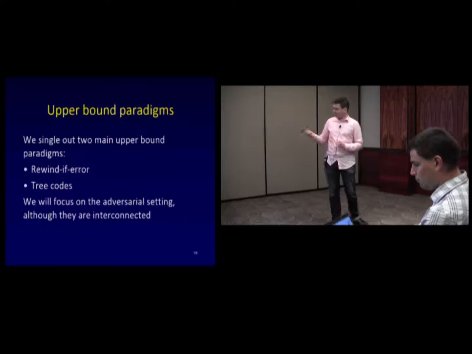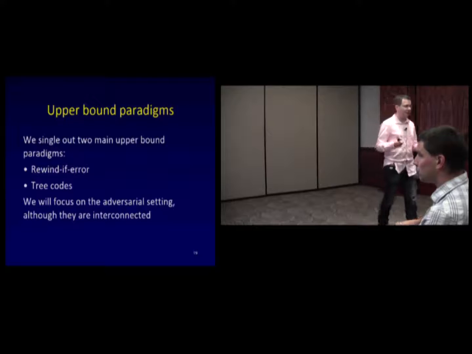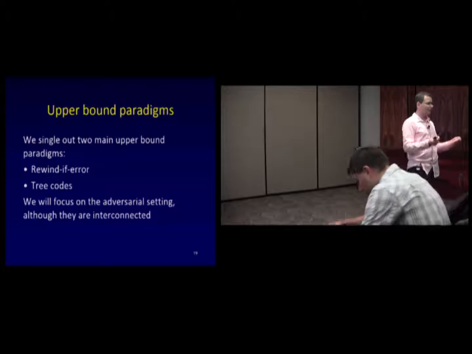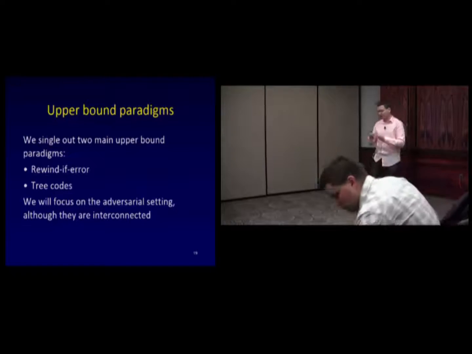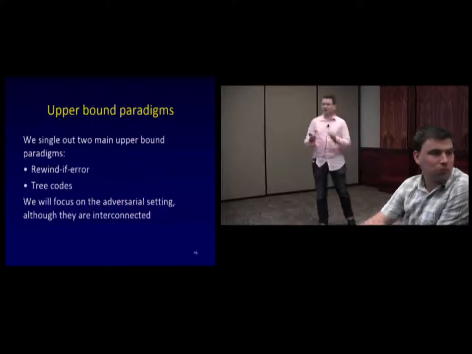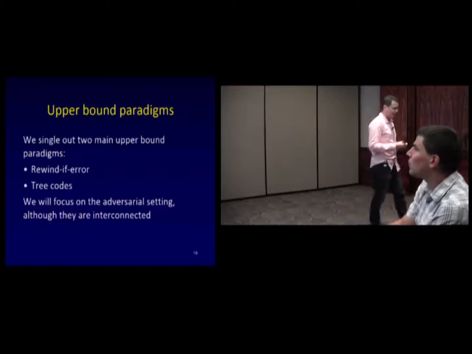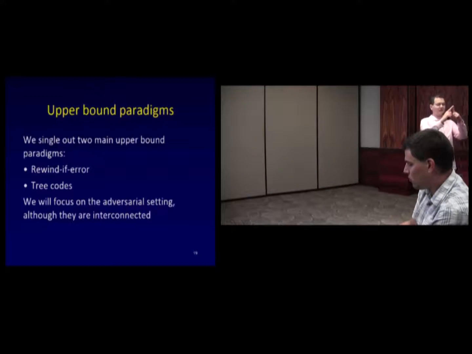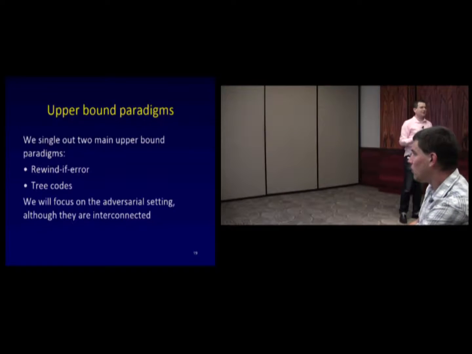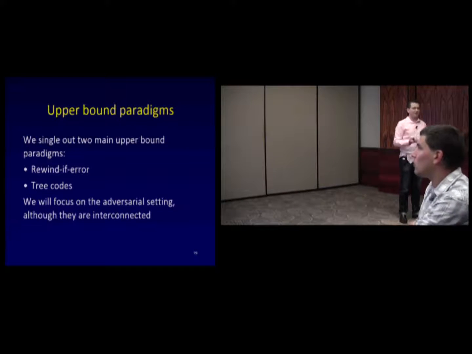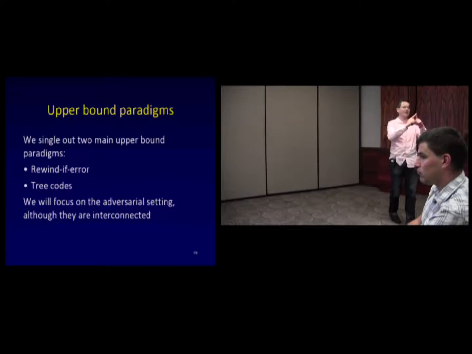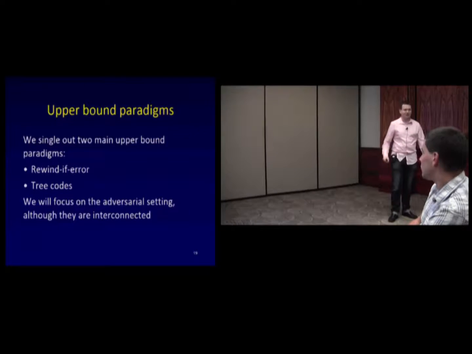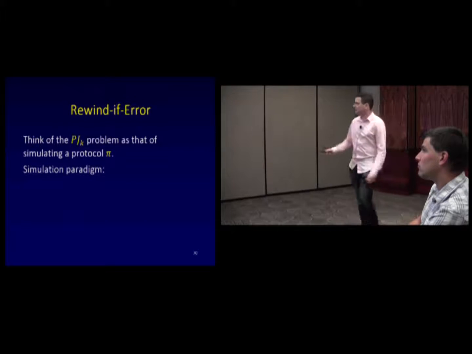The rest of my part will focus on adversarial settings, where there is an adversary who is allowed to corrupt messages at will. But they're interconnected with the randomized setting, because if you look at a sufficiently small scale, randomized communication becomes adversarial: once in a while, with probability 1 over 2 to the t, you have adversarial events happening for a stretch of time t.